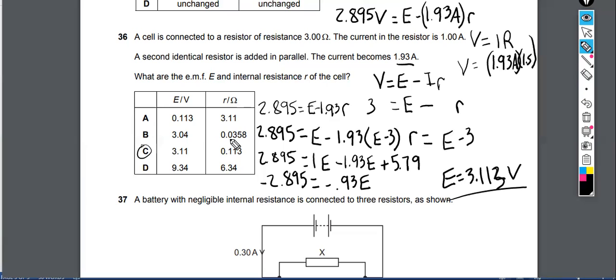1.93 times 0.0358, and that gives us 0.069. And if we did 3.04 minus that to make that negative, and then add the EMF they suggest, you get 2.97, which is not 2.895. And so you would say, oh, no, that one doesn't work. Doesn't give me the 2.895, I suspect. And so only this answer would work.